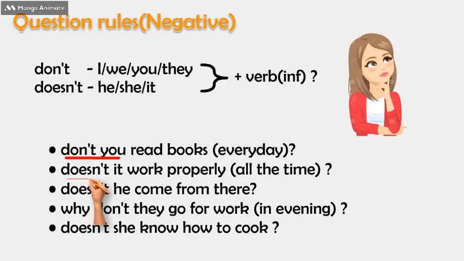Likewise, all the examples mean in the same way. If you take the example, why don't they go for work in evening? If you are asking this sentence, it means you are expecting they go for work in evening, but that's not true. Therefore, with a disappointment or with a shock, you are asking.